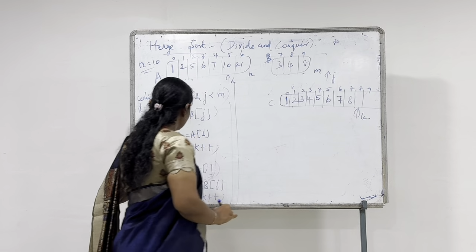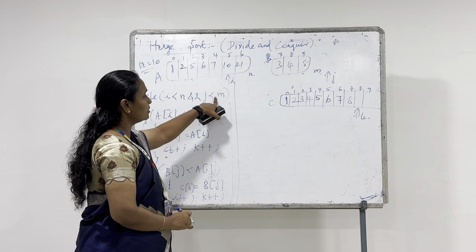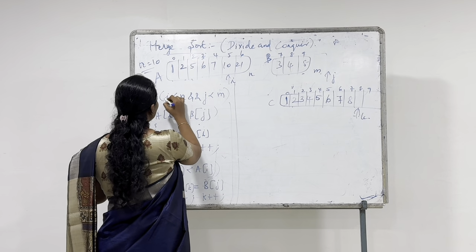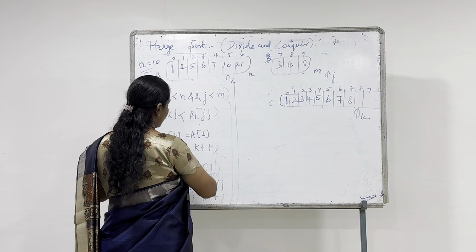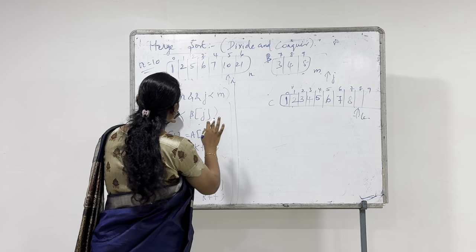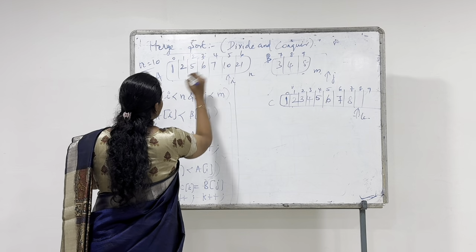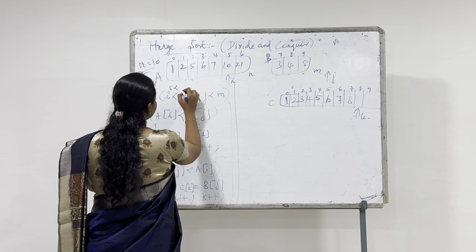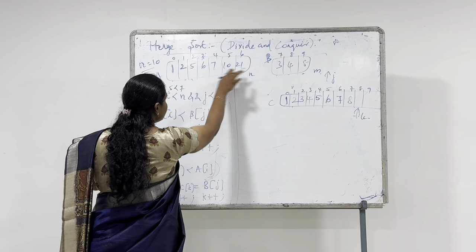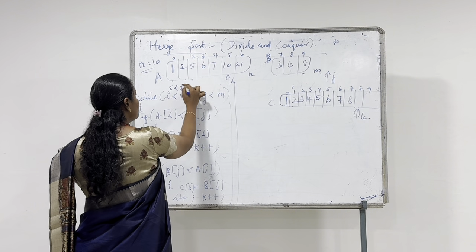Okay, so once it gets incremented, now check this condition. Always after iteration, it will check for this condition and then it enters into the loop. So I, which is 5, is less than 7. The total number of elements in this array is 7. So it is a true condition.